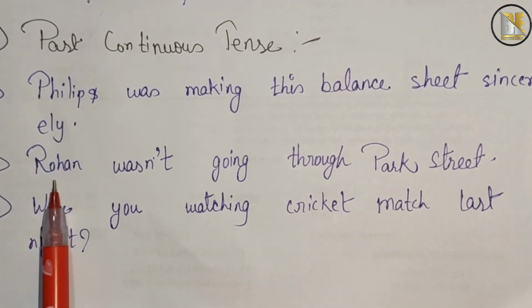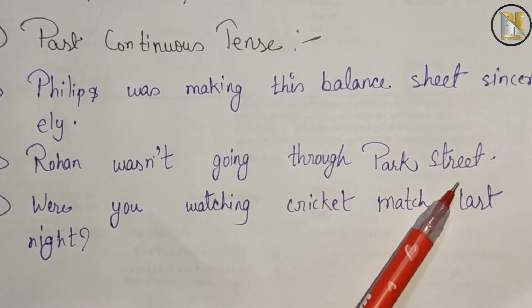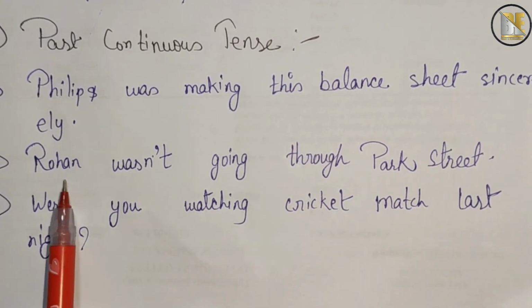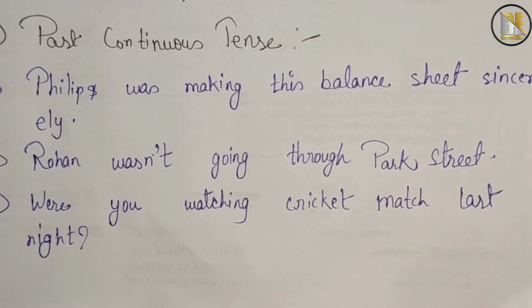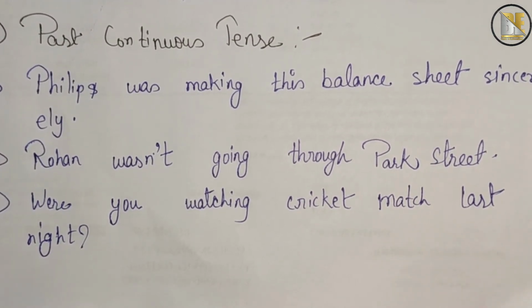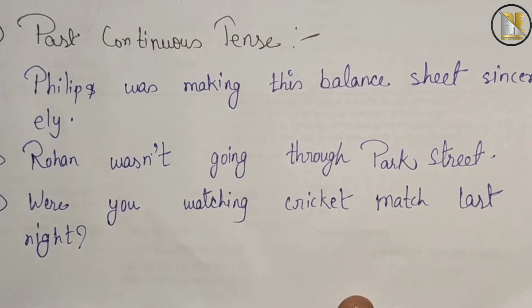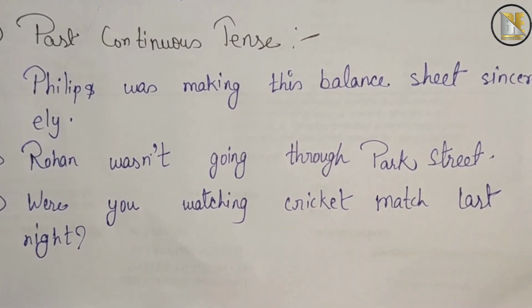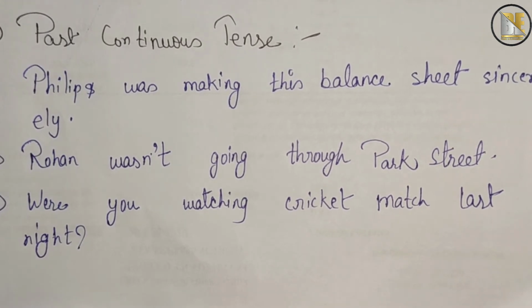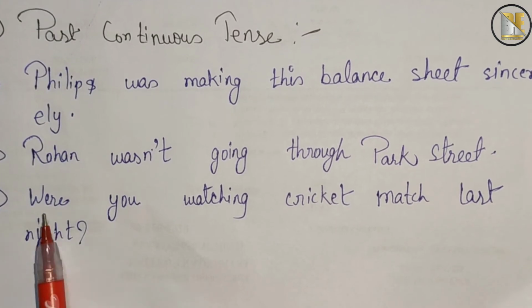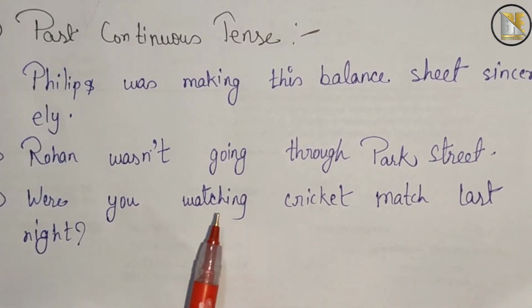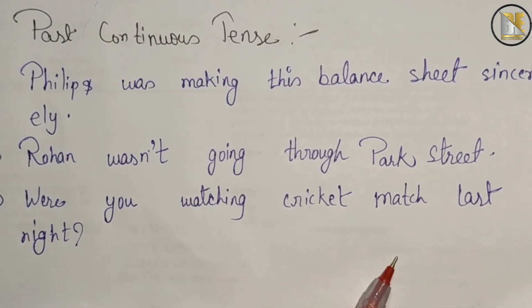The next one is Rohan wasn't going through Park Street. Somebody might be Rohan was asked to go through Park Street, but he was not going through Park Street. The next one is, were you watching cricket match last night? Somebody might think that he was watching cricket match, but he was. So that's why if somebody will ask him, on that time we say, were you watching cricket match last night?